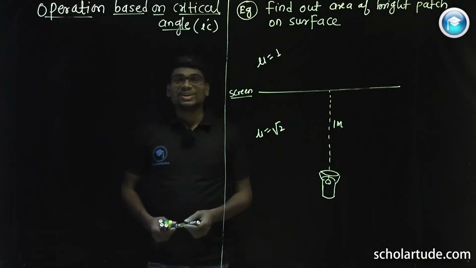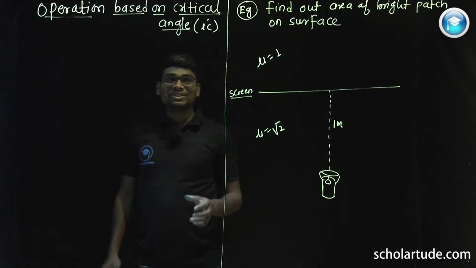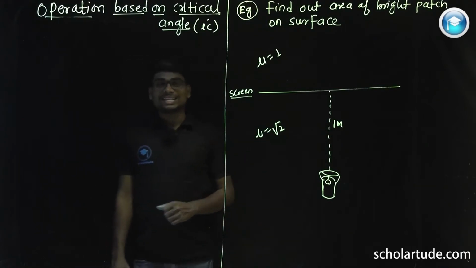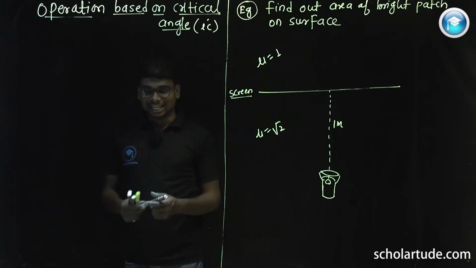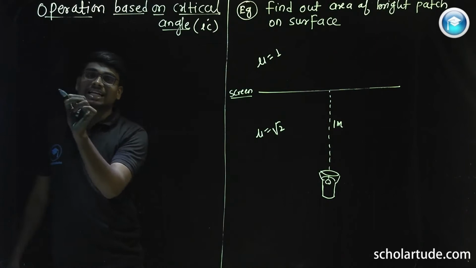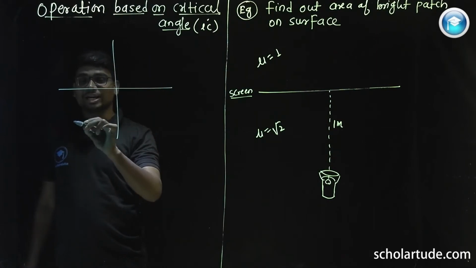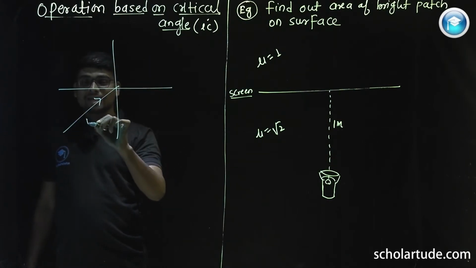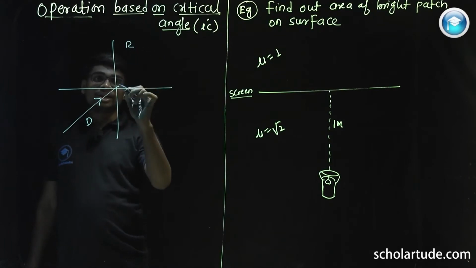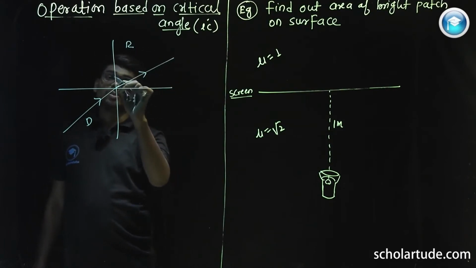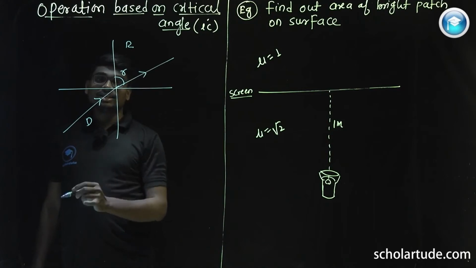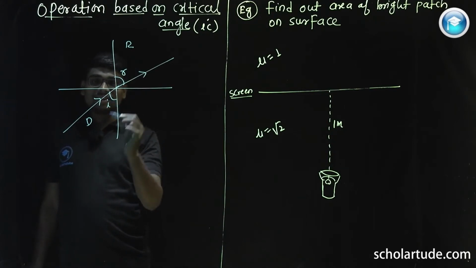Okay, students. Now we will start a very important concept called critical angle. So my question is, what is critical angle? You know, when light travels from denser medium to rarer medium, this is the denser medium and this is the rarer medium, it bends away from the normal. It is absolutely fine. This is angle of refraction. This is angle of incidence.